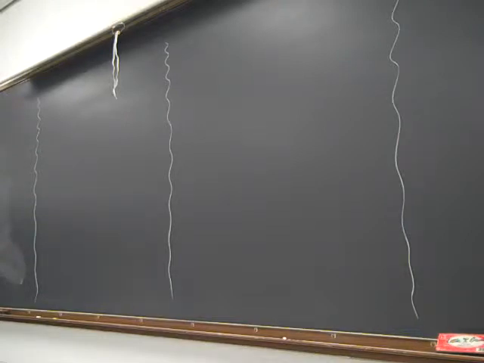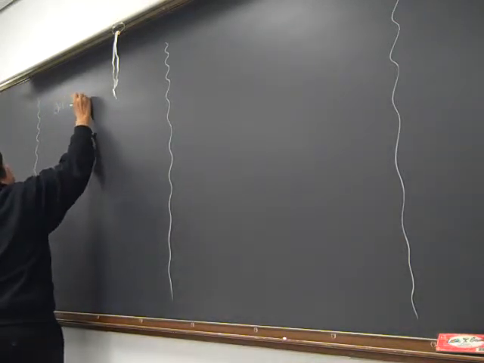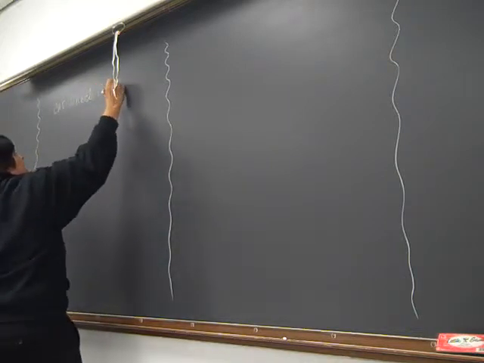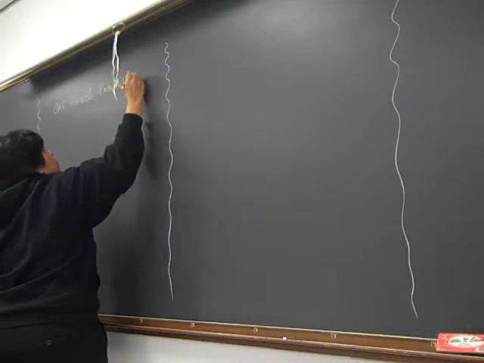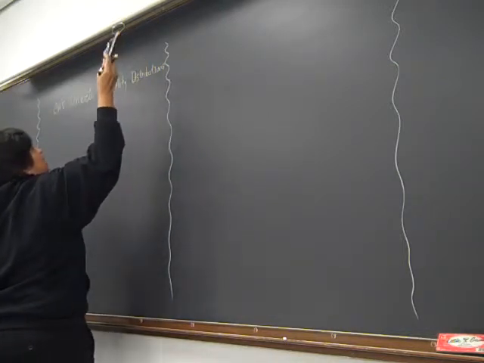And chapter 5 is about discrete probability distributions. Okay, what does that mean?